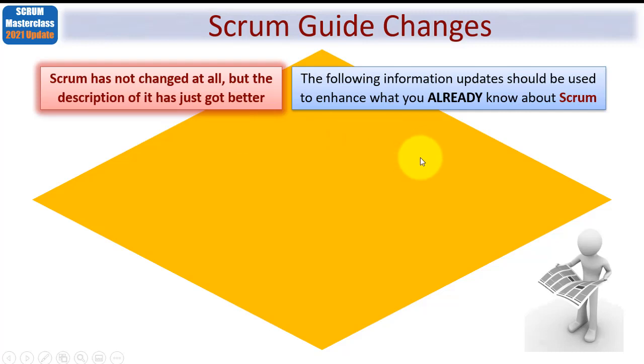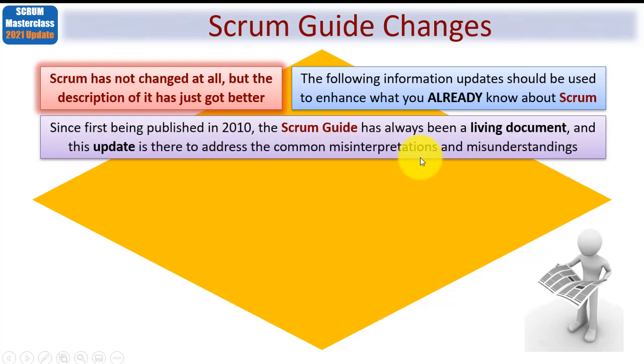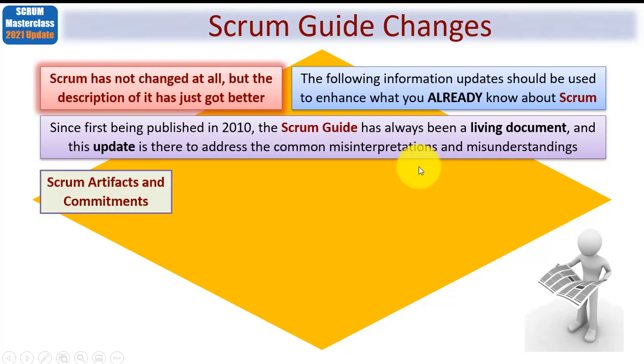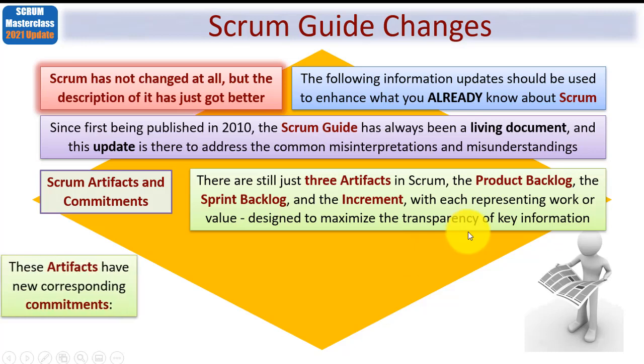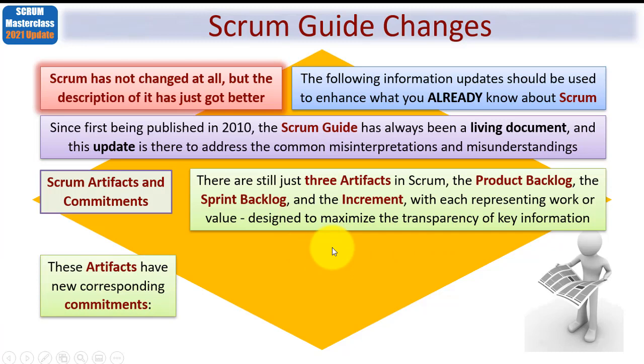Since being first published in 2010, the Scrum Guide has always been seen, quite rightly, as a living document. And this update is there to address any common misinterpretations or misunderstandings. So let me first introduce Scrum artifacts and commitments. There are still just 3 artifacts in Scrum: the product backlog, the sprint backlog, and the increment, with each, as you will know, representing work or value. They are designed to maximize the transparency of key information. What has happened is that these artifacts have new corresponding commitments, which give you better clarity.